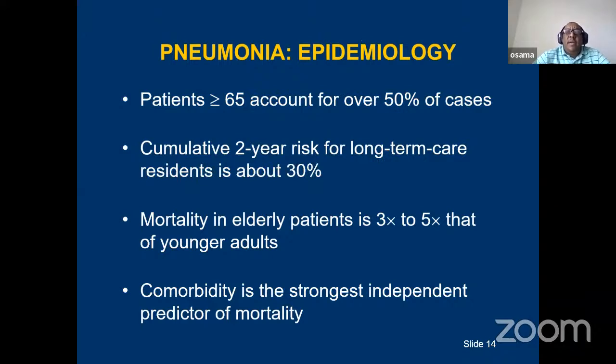Pneumonia, epidemiology. Patients aged more than 65 account for over 50% of cases of pneumonia. Cumulative 2 years risk for long-term care residence is seen in 30%. Mortality in elderly patients is 3 to 5 times that of young adults. Comorbidity is the strongest independent predisposing factor of mortality.